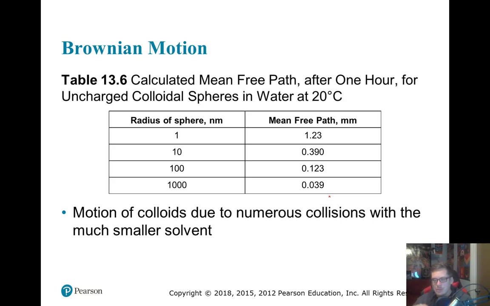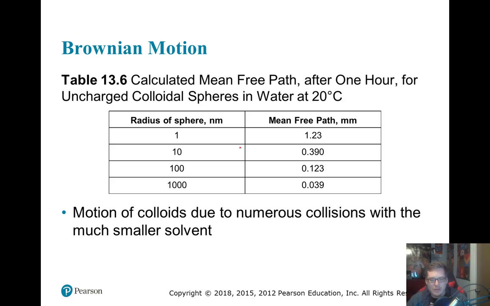Now, this last bit here is called the calculated mean free path. The mean free path is the average distance between collisions. Here's the radius of our spheres for our colloids in nanometers, so 1 nanometer, 1,000 nanometers. Notice that as it gets bigger, the mean free path gets smaller, right? Because it's bigger, it's going to get hit more often, so it goes less far before it gets a collision that changes its course. This motion is due to these collisions. So that's Brownian motion, and that's mean free path.